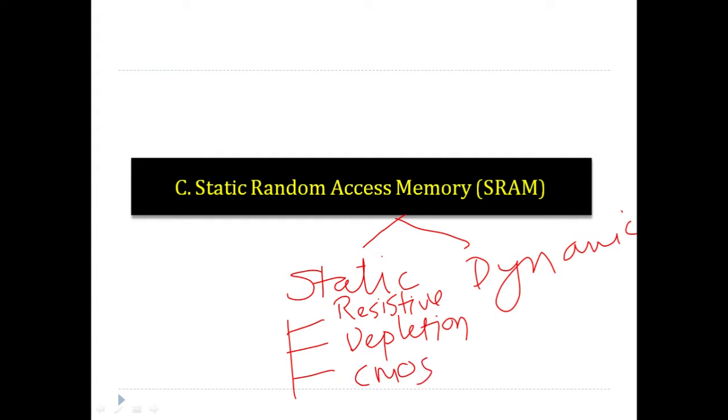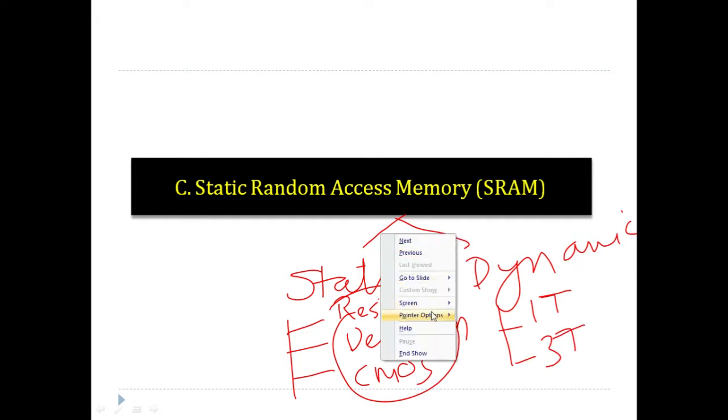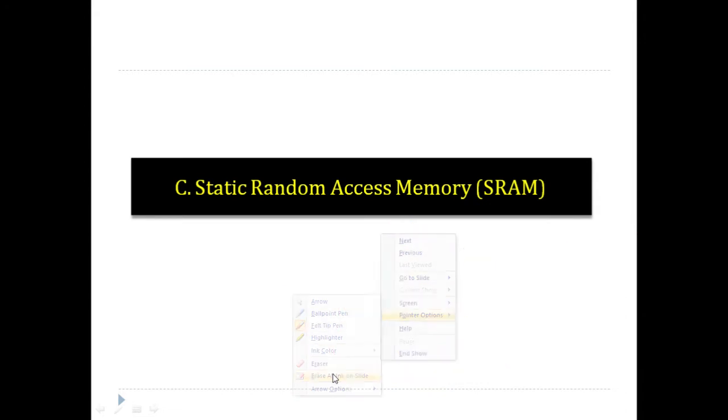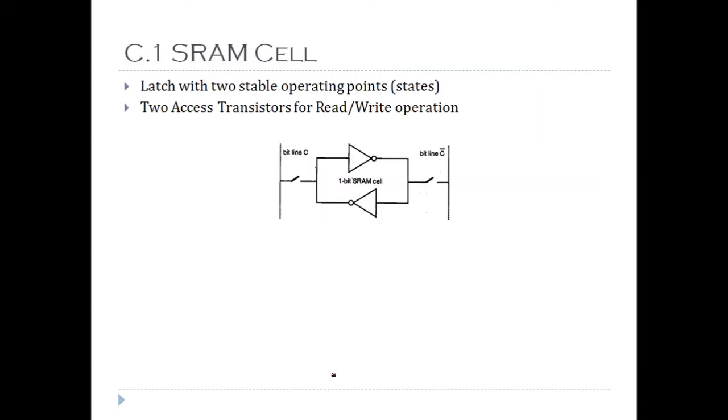In our discussion, we'll be covering these three types of SRAM cells, and we'll be discussing the 1T DRAM cell and the 3T DRAM cell. And then we'll be discussing the circuitry required to read data from these cells and write data to the cells. So let's start our discussion with the SRAM cell.